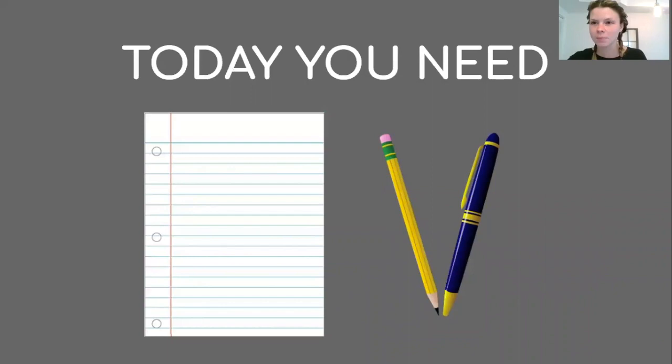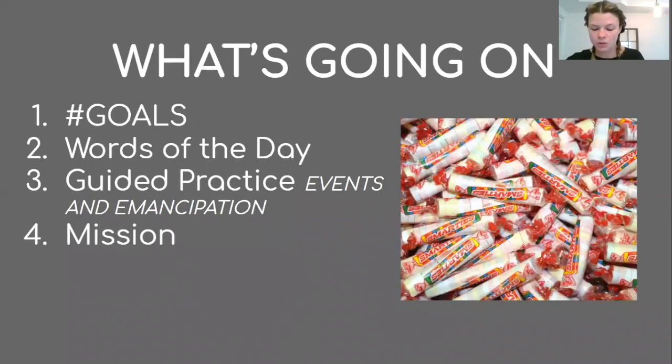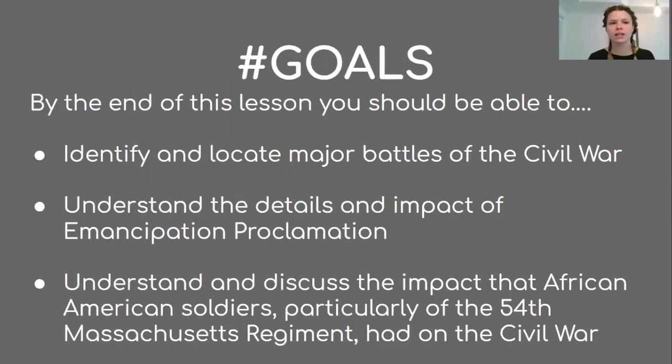Today you're going to need a piece of paper and a pen or pencil. So here's what's going on. For part 2 of our Civil War for Smarties series, we're going to go through our goals, our words of the day, our guided practice about events and emancipation, and then we're going to end with our mission.